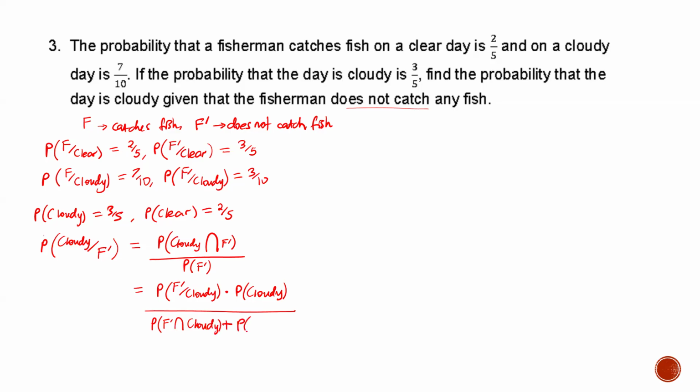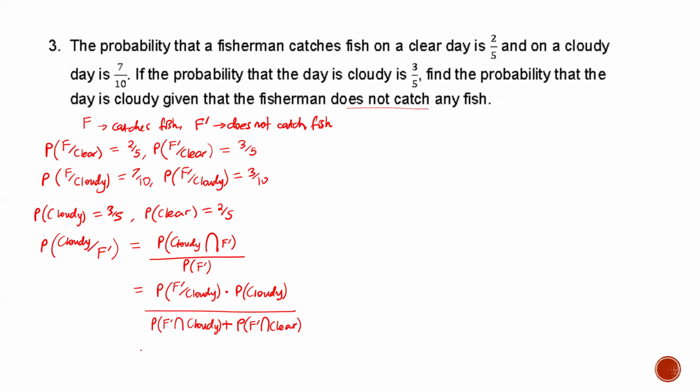and him not catching fish when it's clear, because we know that these are mutually exclusive events, because there's no intersection between being cloudy and clear. It has to be one of the two. So if I want the probability of him not catching fish at all, I can add the probability of him not catching fish when it's cloudy to the probability of him not catching fish when it's clear.